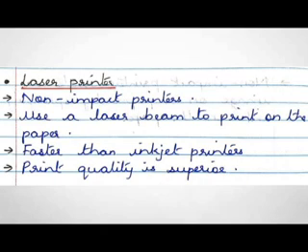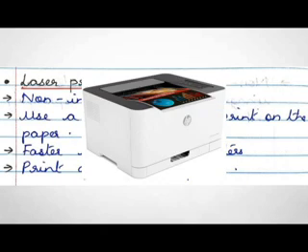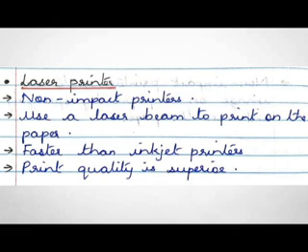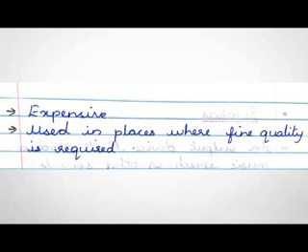The third one is laser printer. It's a non-impact printer and uses a laser beam to print on the paper. These printers are much faster than inkjet printers and the print quality is superior. These are expensive and are mainly used in places where fine quality printing is required.